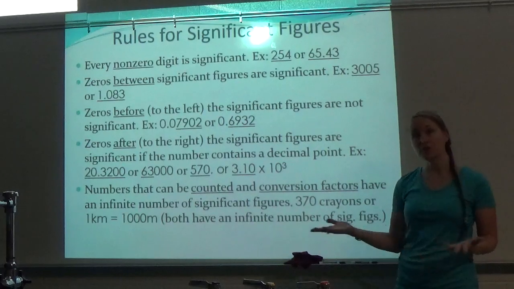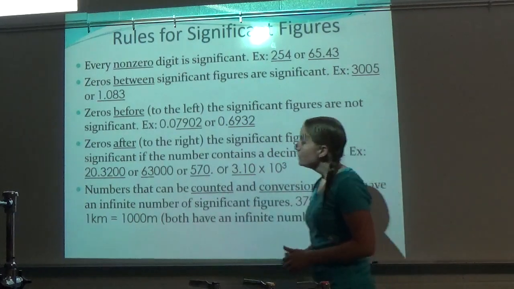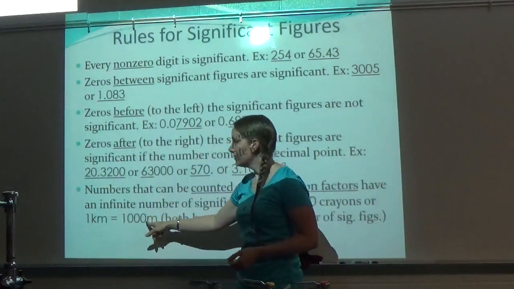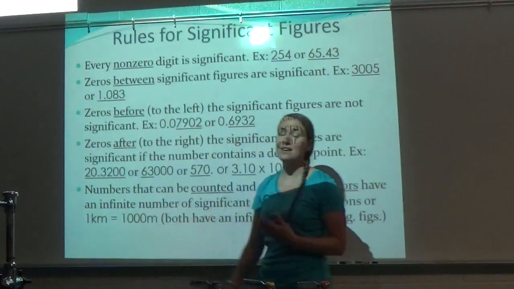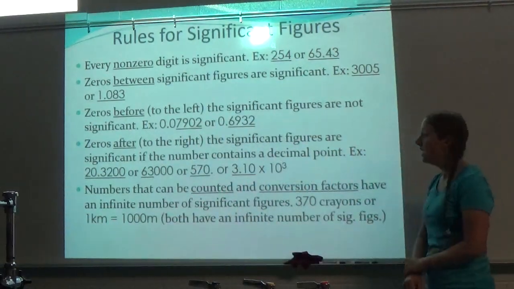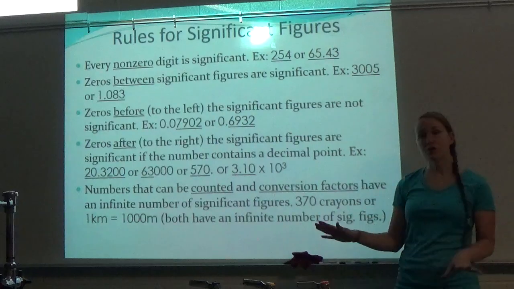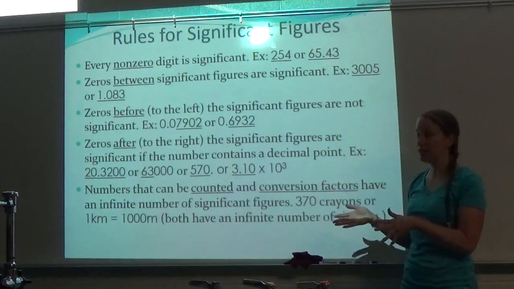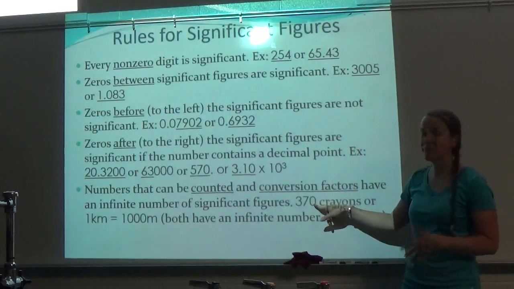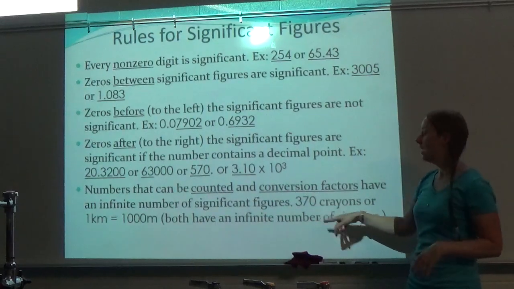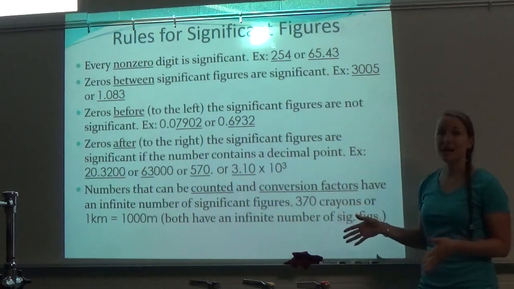Or conversion factors, we'll learn more about those in section 3. So like 1 kilometer equals 1,000 meters. Both of these numbers have an infinite number of significant figures. And so again, you can't underline, you have to write infinity. If you just underline all of them, that makes me think you think there's 3. So you look at the unit to decide if you count them or not.